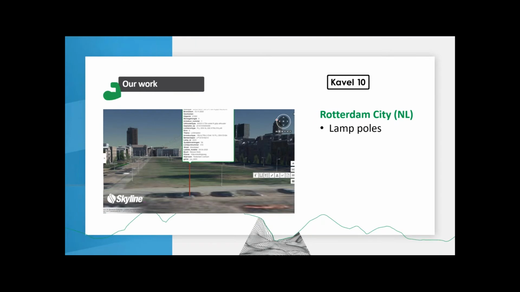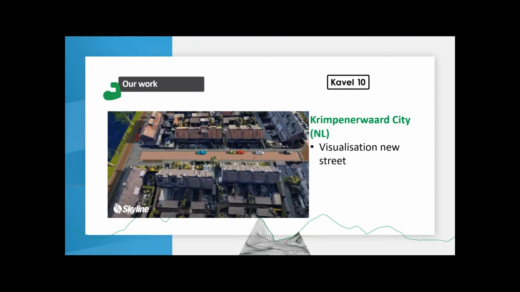The same is true for lamp poles. As you see here, there are small objects, but in the background of the image you can see all the lamp poles. And again, they keep track of a lot of attributes for this object. So that's a few examples of what our data can be used for.